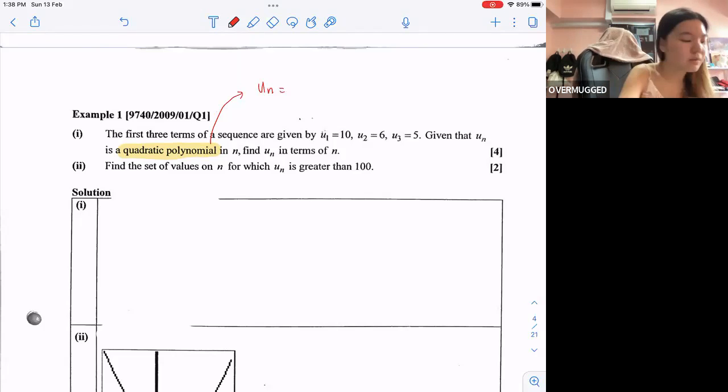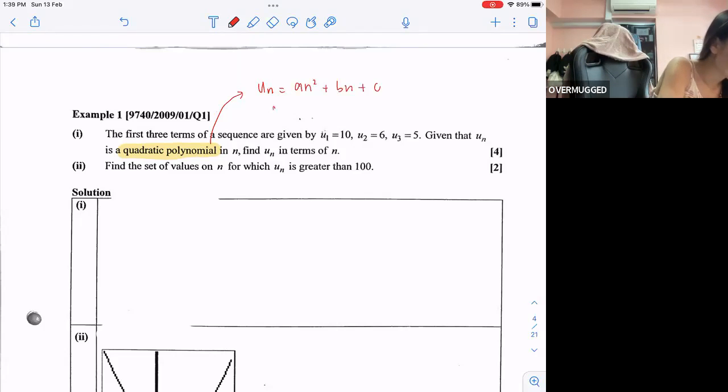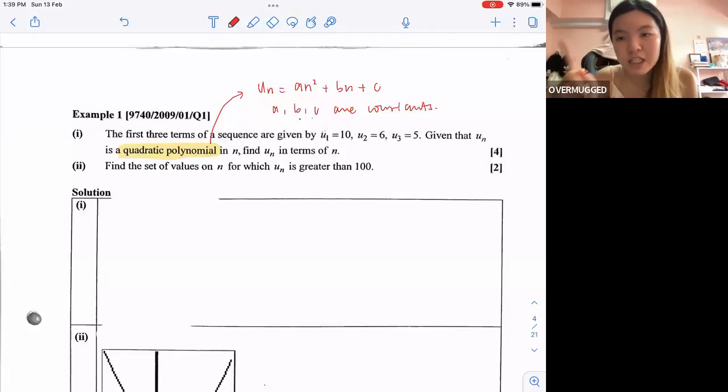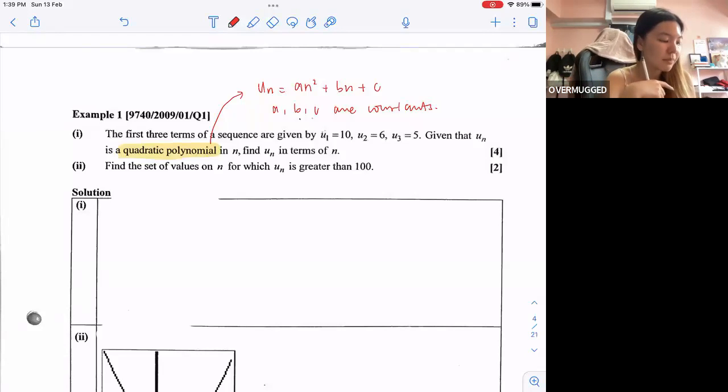follows the general formula of what? AN squared plus BN plus C, where your A, B, and C are constants. So this is the major clue that the question gives you. Given that UN is a quadratic polynomial in N, that's why this is in terms of N over here. Find UN in terms of N.